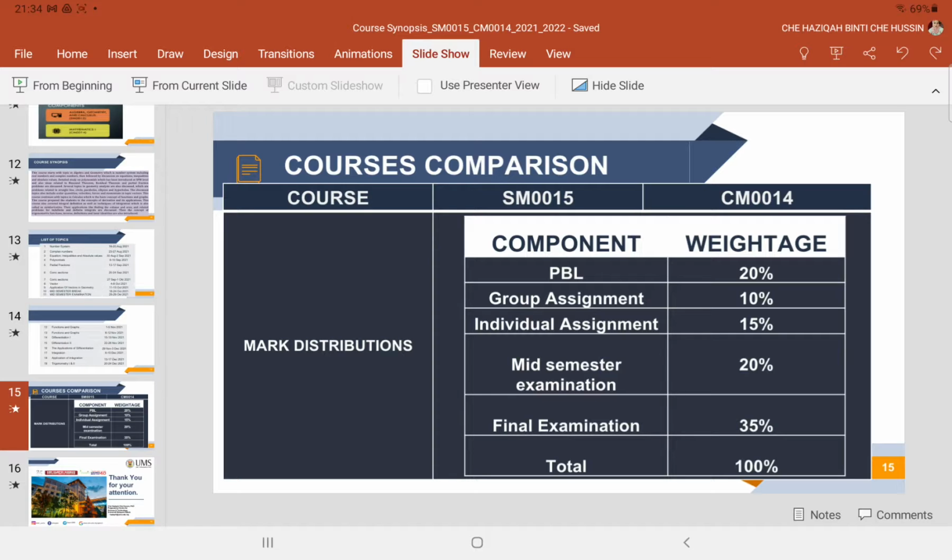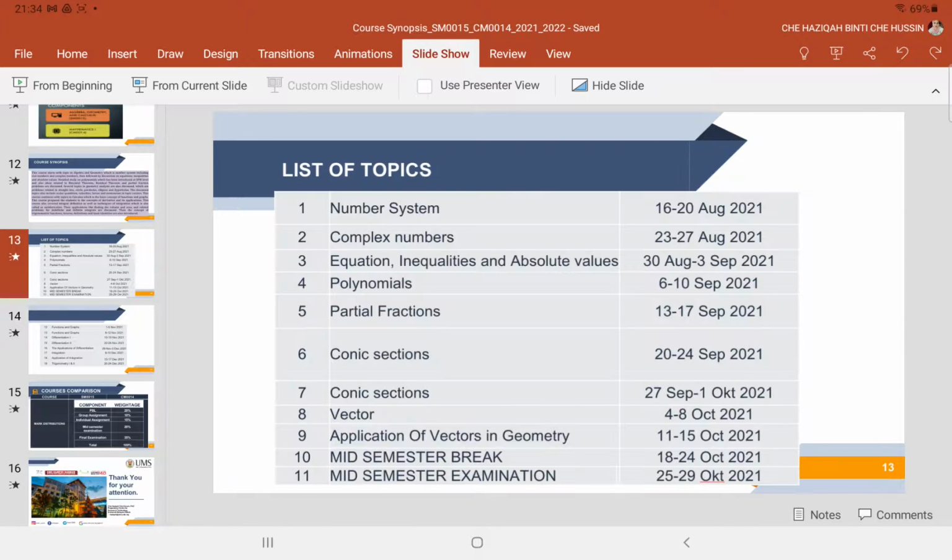But for the mid-sem examination and the final exam, the questions for Mathematics 1 for IT, CM0014, will be easier than the Foundation in Science, SM0015.